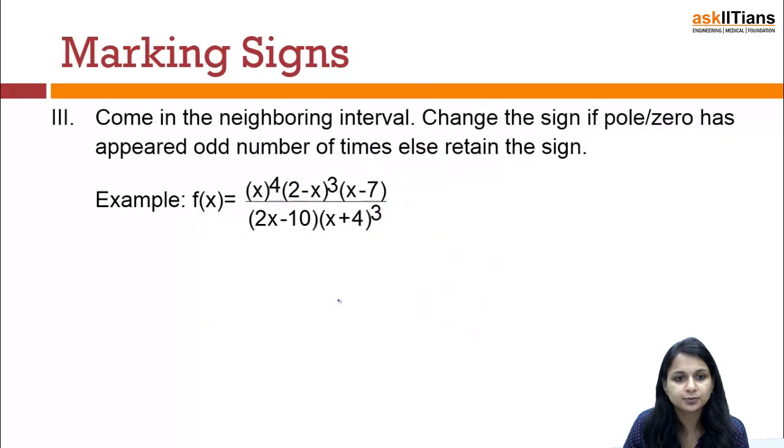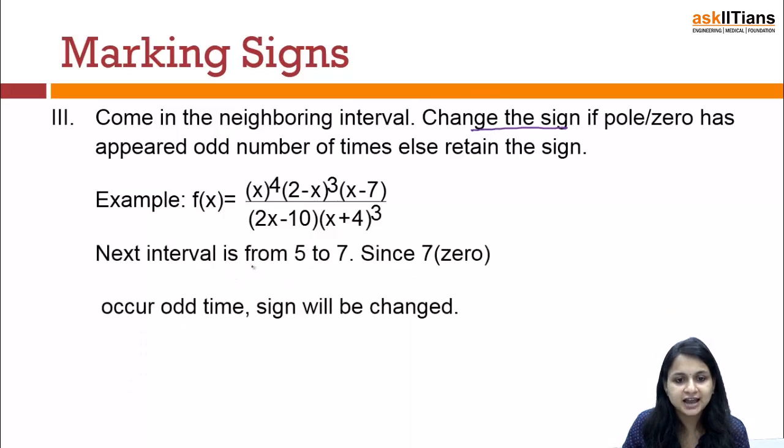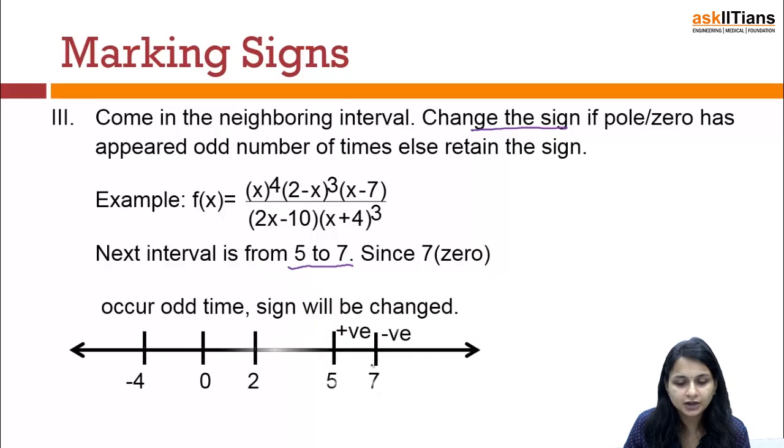Now, a very important point. Once you have written in one interval that this is negative, how will I find the sign in the next interval? We will always change the sign. Now, we can see that the next interval is from 5 to 7. Here, because after 7 it was negative, now before 7, from 5 to 7, again I will change the sign.